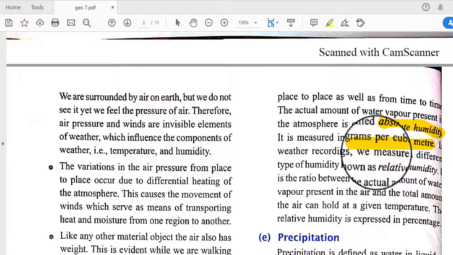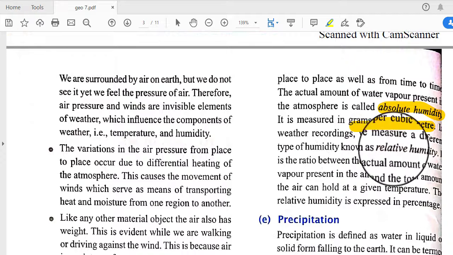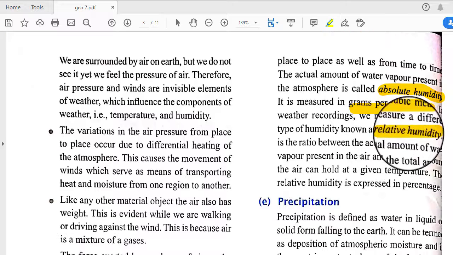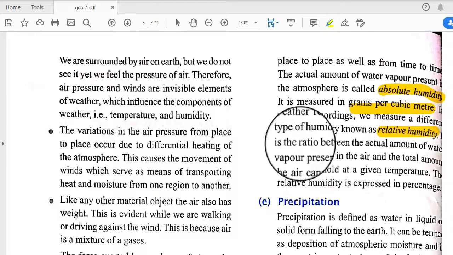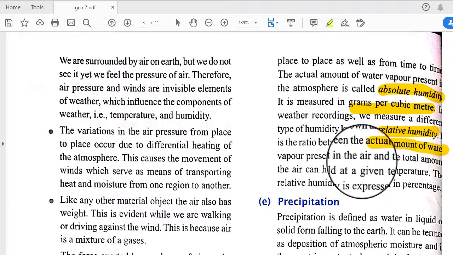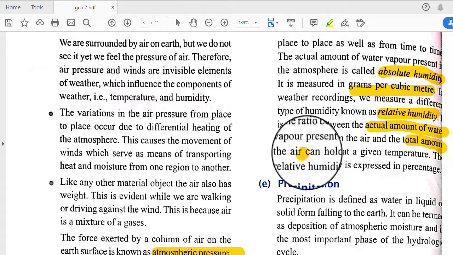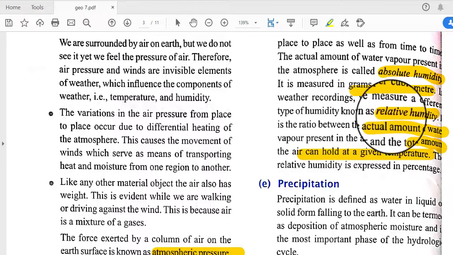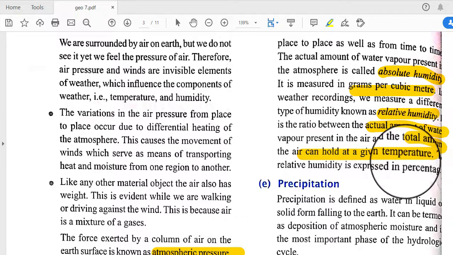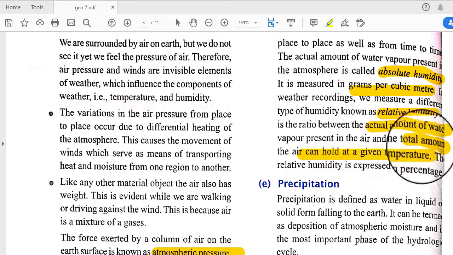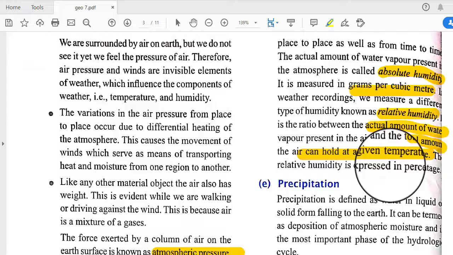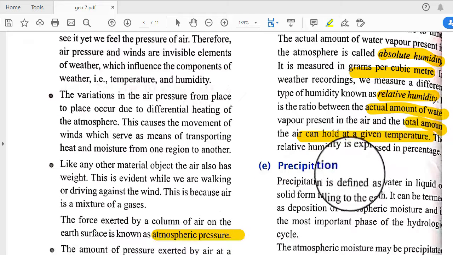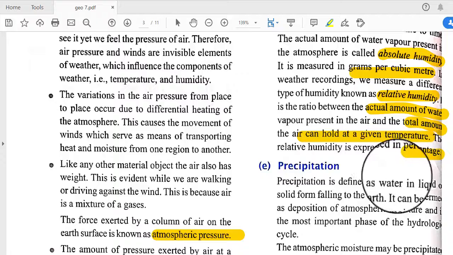And in weather recording, we measure another kind of humidity known as relative humidity. It is the ratio between the actual amount of water vapor present in the air and the total amount the air can hold at a given temperature. So this is a ratio, with which we can measure the relative humidity. The relative humidity is always expressed as a percentage.